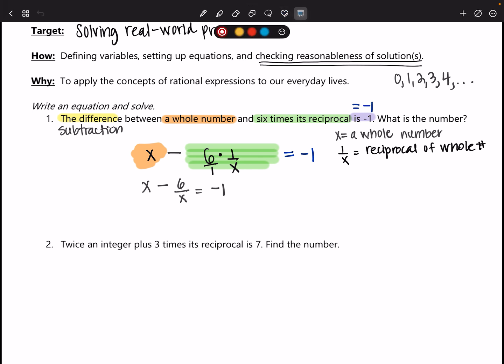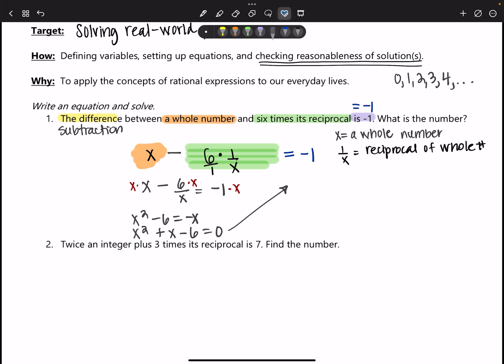Now I've got 3 terms, 1, 2, 3. I'm going to multiply each of them by x to clear the fraction. And we get x squared minus 6 equals -x. I'm going to add x to both sides. x squared plus x minus 6 equals 0. I need to solve that. So that's going to be x plus 3, x minus 2. This is the zero product property. x would equal -3 and +2.